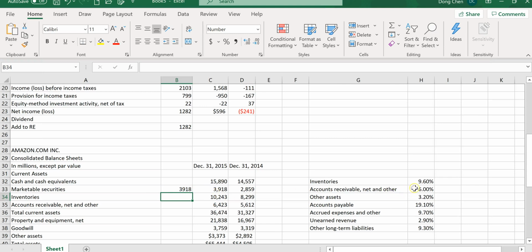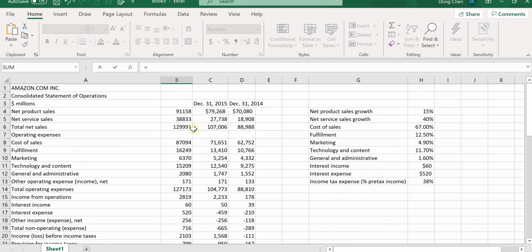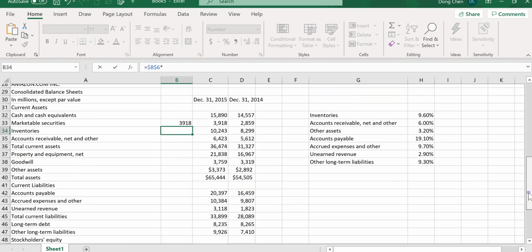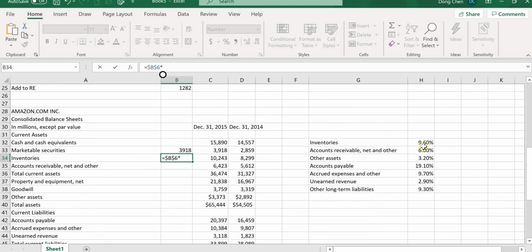And inventories, this will be this. Again, we use the same trick as we did here, because many other items on the balance sheet will be a fraction of this total net sales. Again, we want to fix this cell so it doesn't change later. So this is going to be the net forecasted sales times this fraction of inventory to sales. And then we just compare to see that this matches. So let's pull the sales to the next item. This will automatically change to the accounts receivable, net, and other.